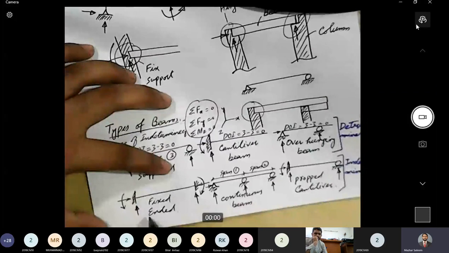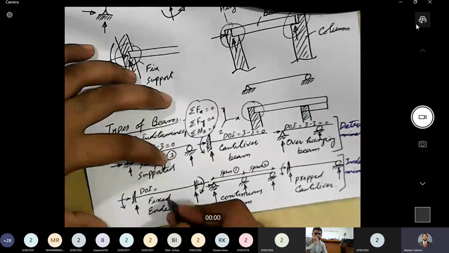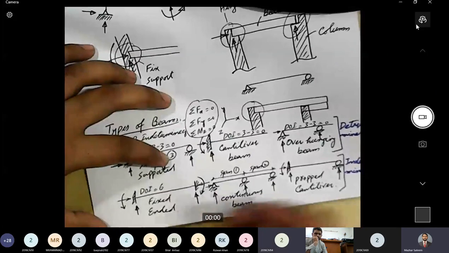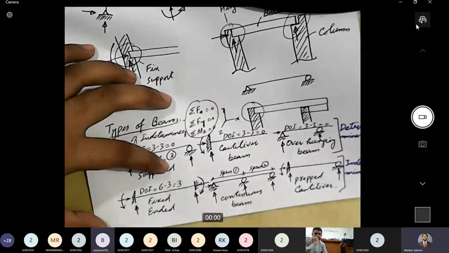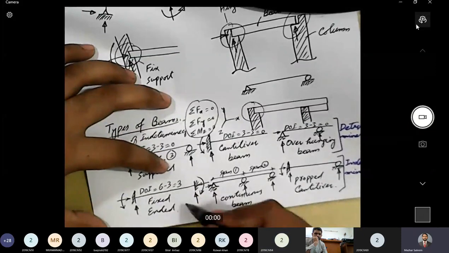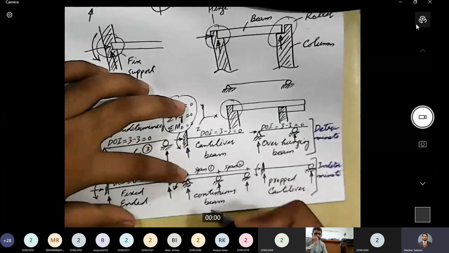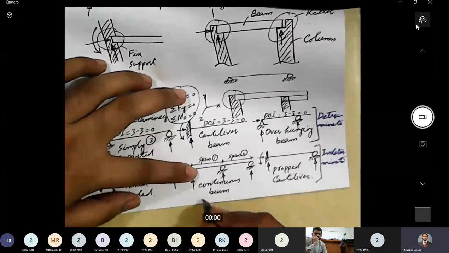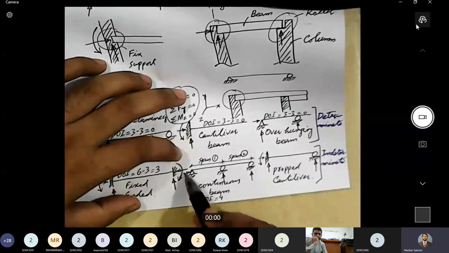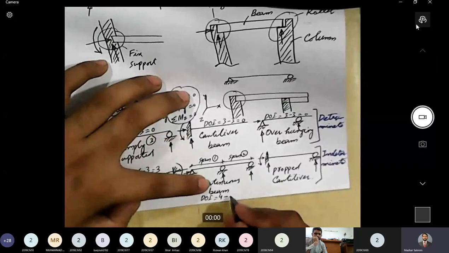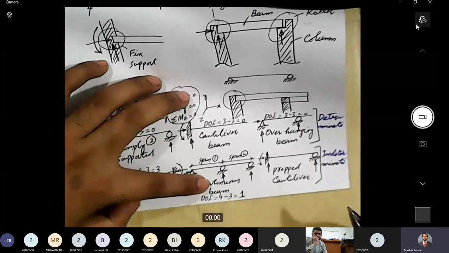What about the degree of indeterminacy of a fixed-ended beam? How many reactions? 6 reactions. How many equations of equilibrium? 3. So the degree of indeterminacy is 3. For a fixed-ended beam, the degree of indeterminacy is 3. What about this example of a continuous beam? How many reactions? 4 reactions. 1, 2, 3, 4. How many equations of equilibrium? 3. So the degree of indeterminacy is 1.